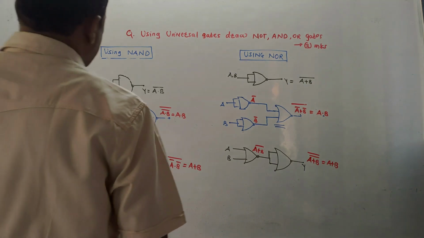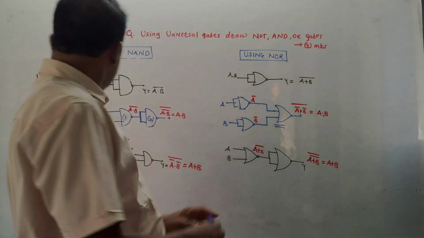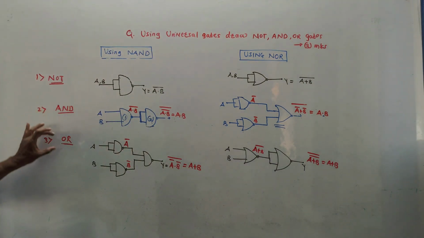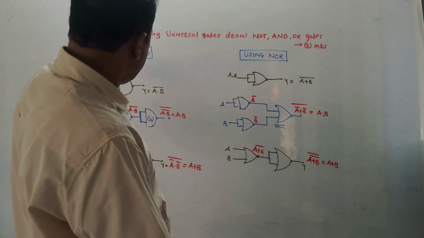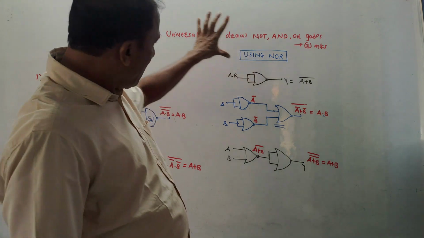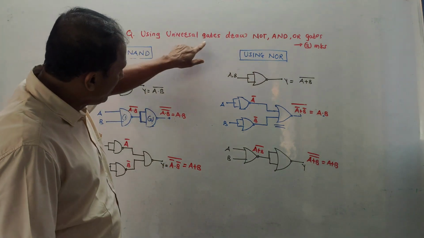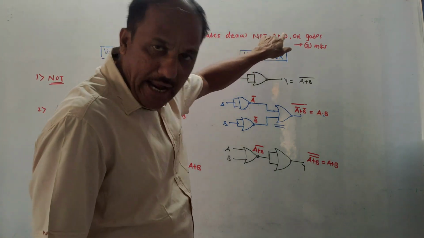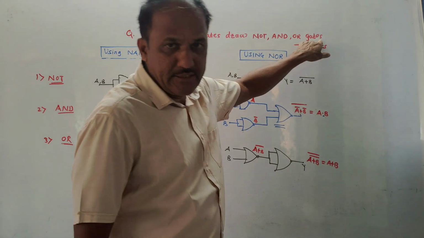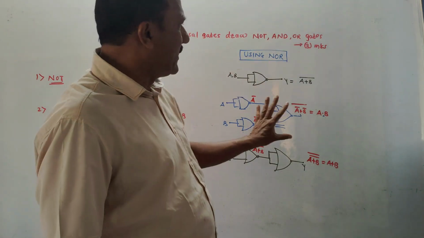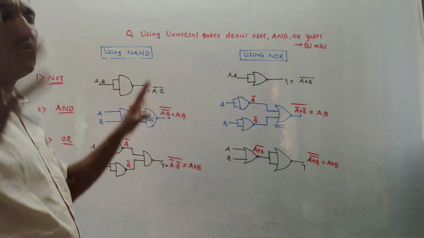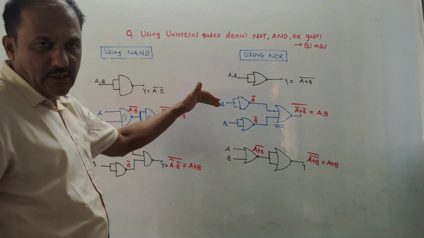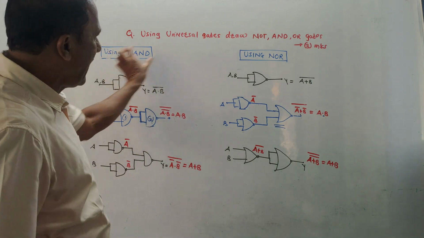The next part is how to design the basic gates. Basic gates are NOT gate, AND gate and OR gate. How to design basic gates using universal gates? Universal gates are NAND gate and NOR gate. The question is, using universal gates, draw NOT, AND and OR gate. This question is expected for 3 marks. If you just remember one screen, you will be in a position to design any basic gates using the universal gates, that is using NAND gate and NOR gate.